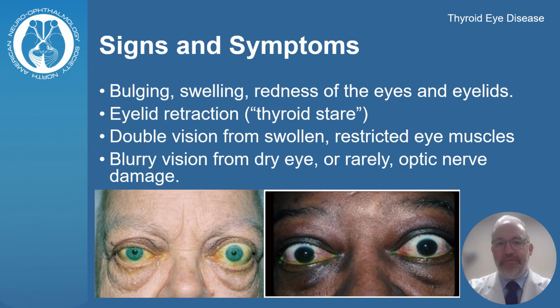Signs and symptoms of thyroid eye disease include bulging forward of the eyes, swelling and redness of the eyes or eyelids, eyelid retraction, which causes the eyes to appear more open than normal, double vision due to eye muscle swelling, and blurry vision. Blurry vision is most often due to dry eyes, however, it can rarely be due to optic nerve compression from eye socket swelling.